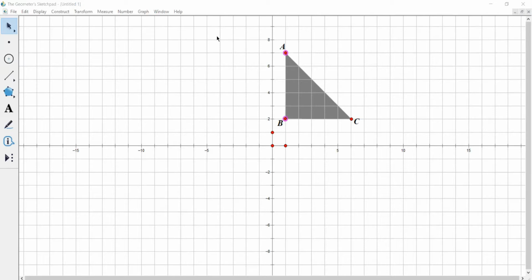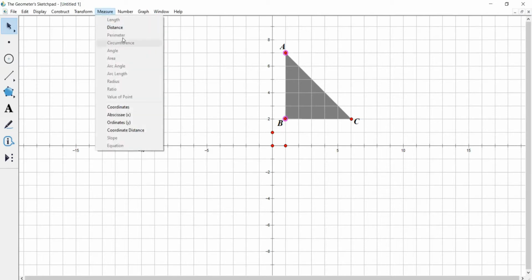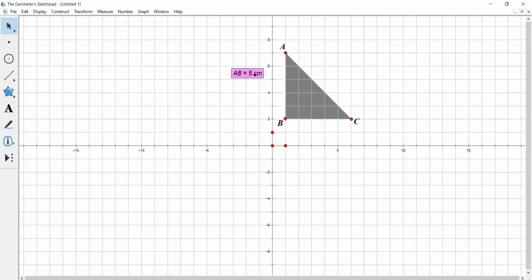And we'll measure the length of A to B. We just click on measure distance. That's 5 centimeters. So 1, 2, 3, 4, 5. Cool. Now we can choose any one of these 2 angles that we want to use. The angle that we're going to focus on is the angle at C. So let's measure angle ACB.